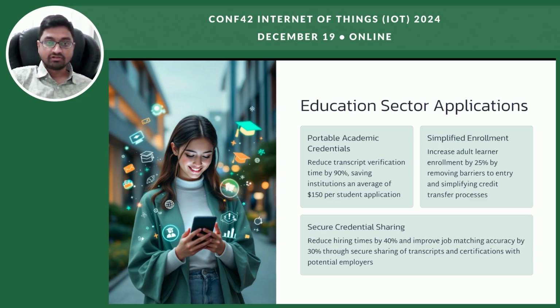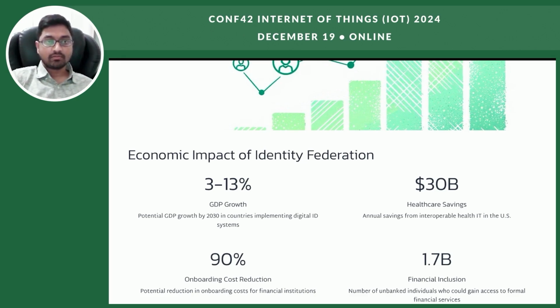And then comes secure credential sharing. This reduces hiring times by 40% and improves job matching accuracy by 30% through secure sharing of transcripts and certifications with potential employers. So looking at the economic impact of identity federation, this could increase GDP growth.